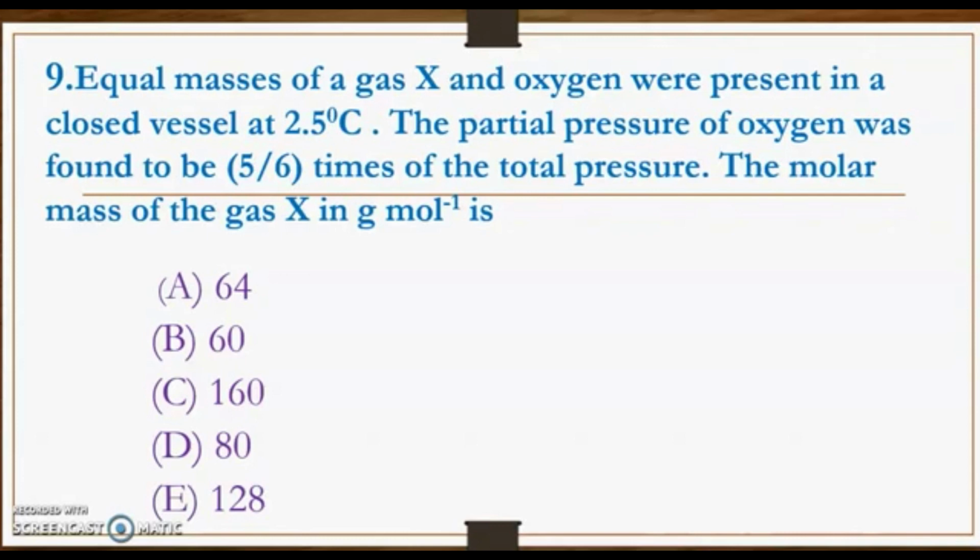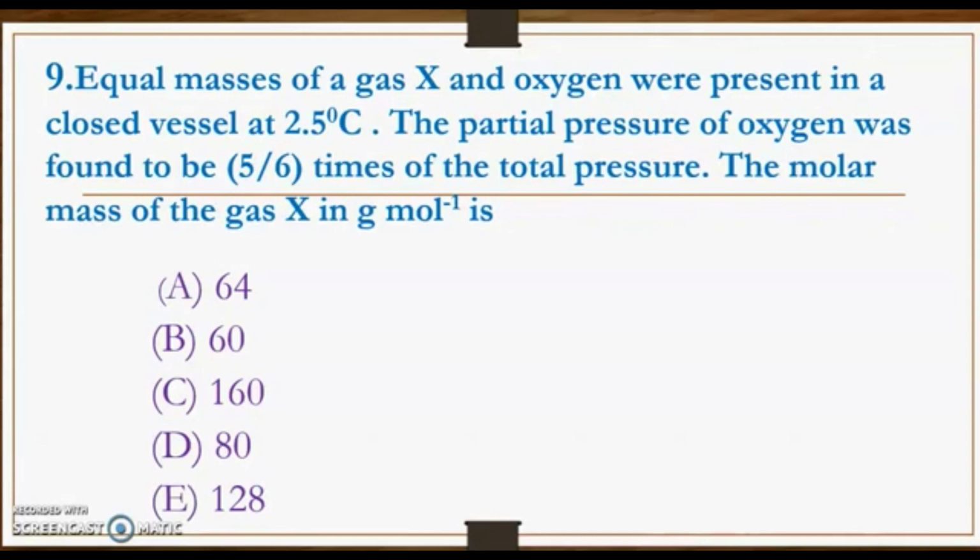You know the statement: it states that in a mixture of non-reacting gases, the total pressure exerted is equal to the sum of the partial pressures. Let Px and PO2 represent the partial pressures of X and O2 respectively. Then P is equal to Px plus PO2. Here it is found that the partial pressure of oxygen is 5/6. Therefore, the partial pressure of X will be 1/6.